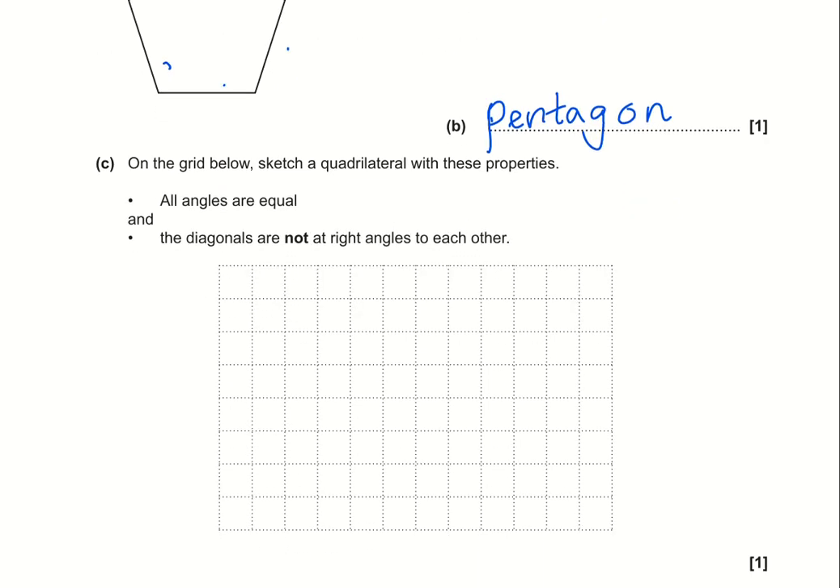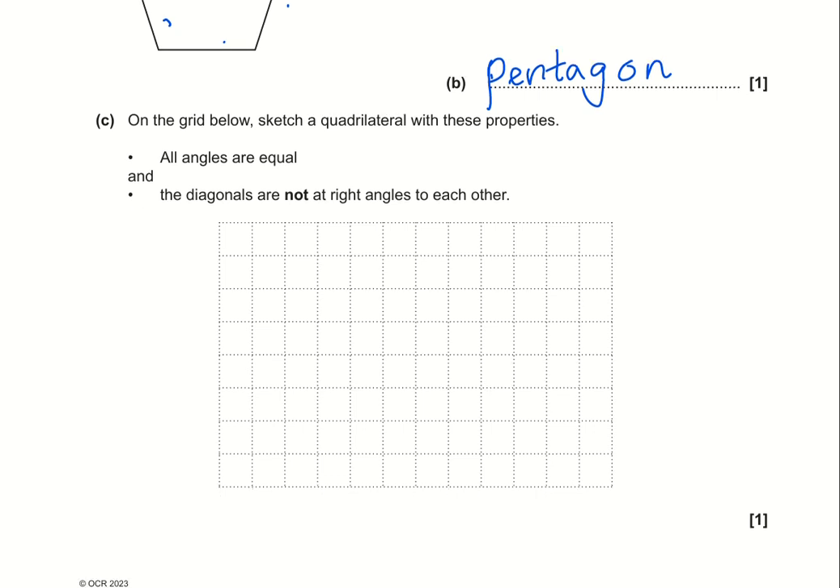Next one is on the grid below, sketch the quadrilateral with these properties. Quadrilateral means we need to have four sides and all angles are equal. When I read this, it comes to my mind it could be either a square or a rectangle. And the next one says the diagonals are not at right angles to each other, so that means it should be a rectangle.